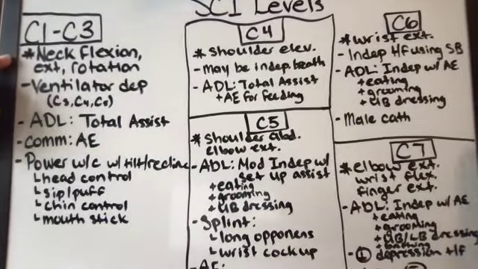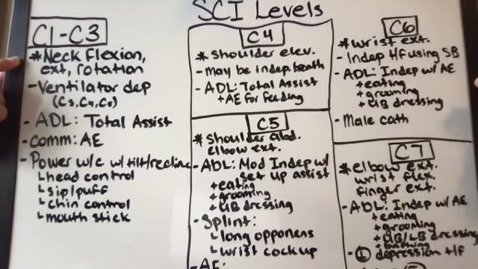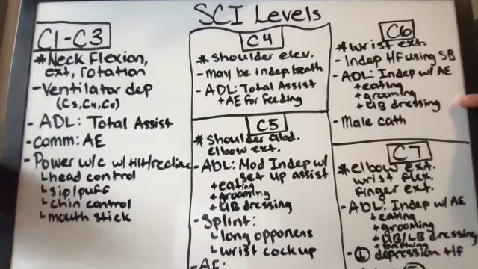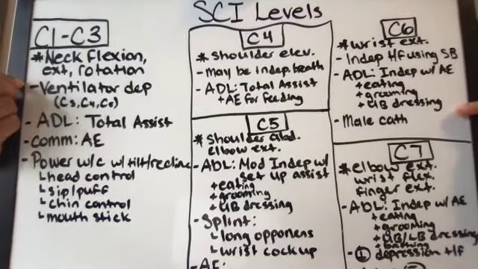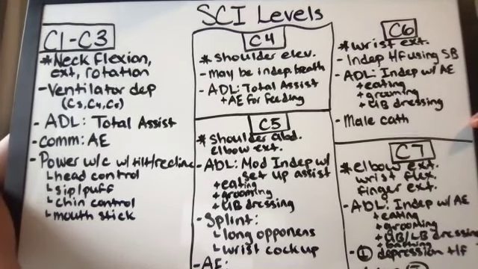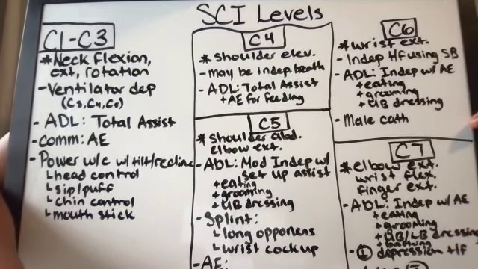So ADLs, they'll be independent with adaptive equipment. Again, eating, grooming, upper body dressing, same as C5 pretty much. Males may be able to catheterize at this point. Depending on the person, they may or may not be able to do that.